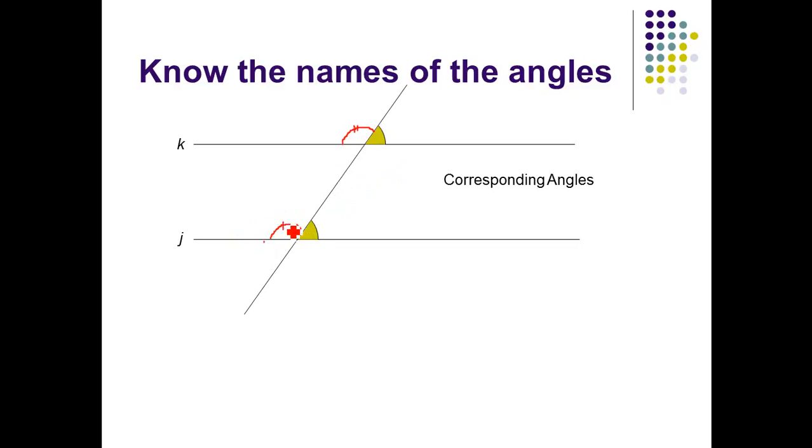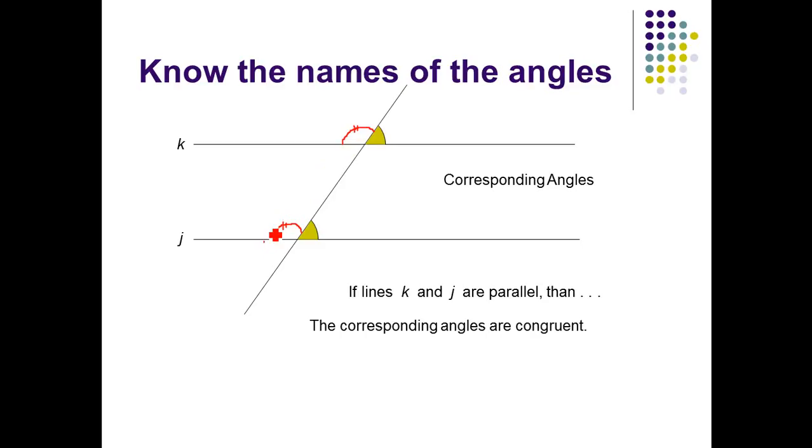Now, if these lines are parallel, then the corresponding angles are congruent. So you want to recognize corresponding angles. We look for the idea of parallel lines. Usually, when we label the parallel lines, we put little arrows on them like this. If K and J are not parallel, those are still corresponding angles, but they're not necessarily congruent. So we have to look out for those kinds of issues.